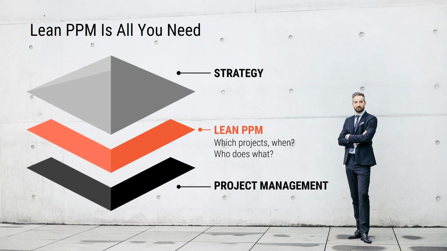So what you need is adding a lean portfolio management in between your company's strategy and the project management. Lean project portfolio management has then the task to answer two questions. The first question is, which projects are we going to do and when? This is aimed towards the strategy. And the second question is, who does what? That's aimed towards the project management and tactical resource management.